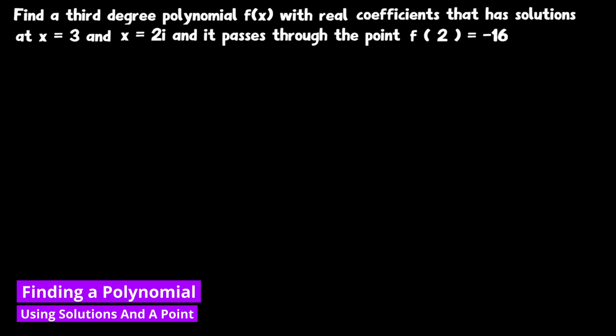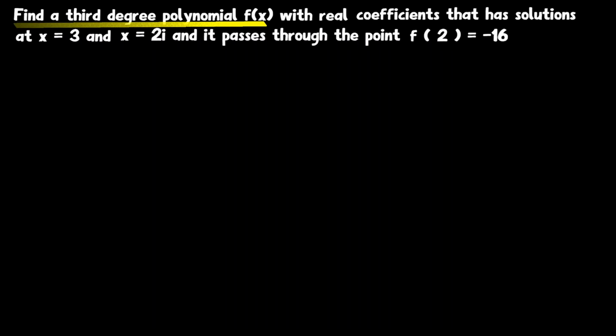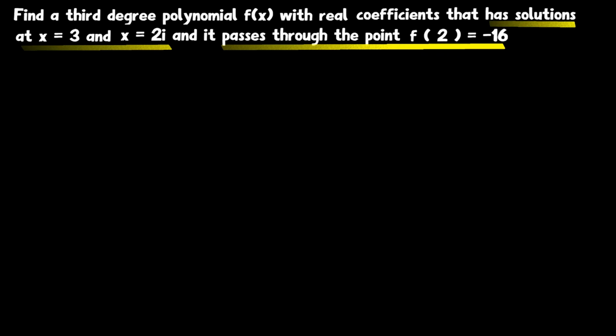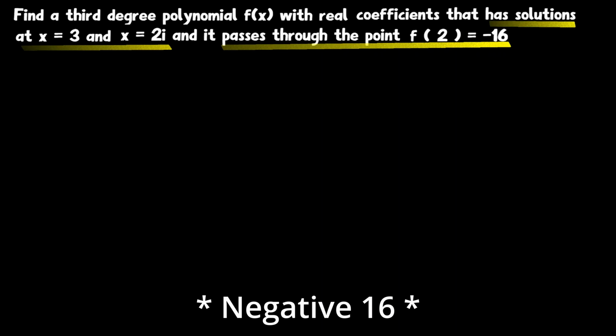Welcome. Let's take a look at an example where we want to find a third-degree polynomial with real coefficients with two very important conditions. It has solutions at the value of x equals 3 and x equals 2i, and then in addition, we want to make sure that this function passes through the point f evaluated at 2 equals 16. Well, let's take one condition at a time.